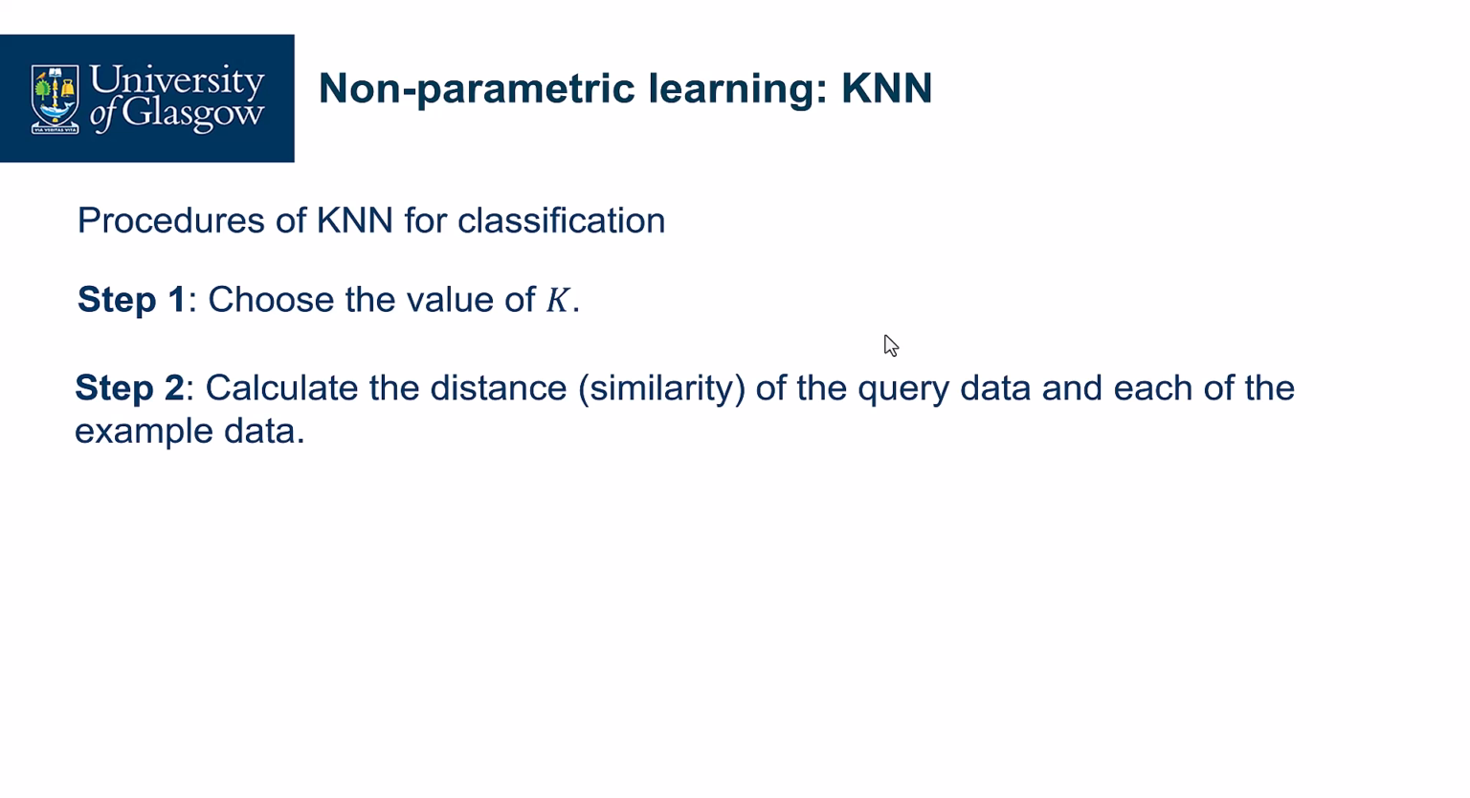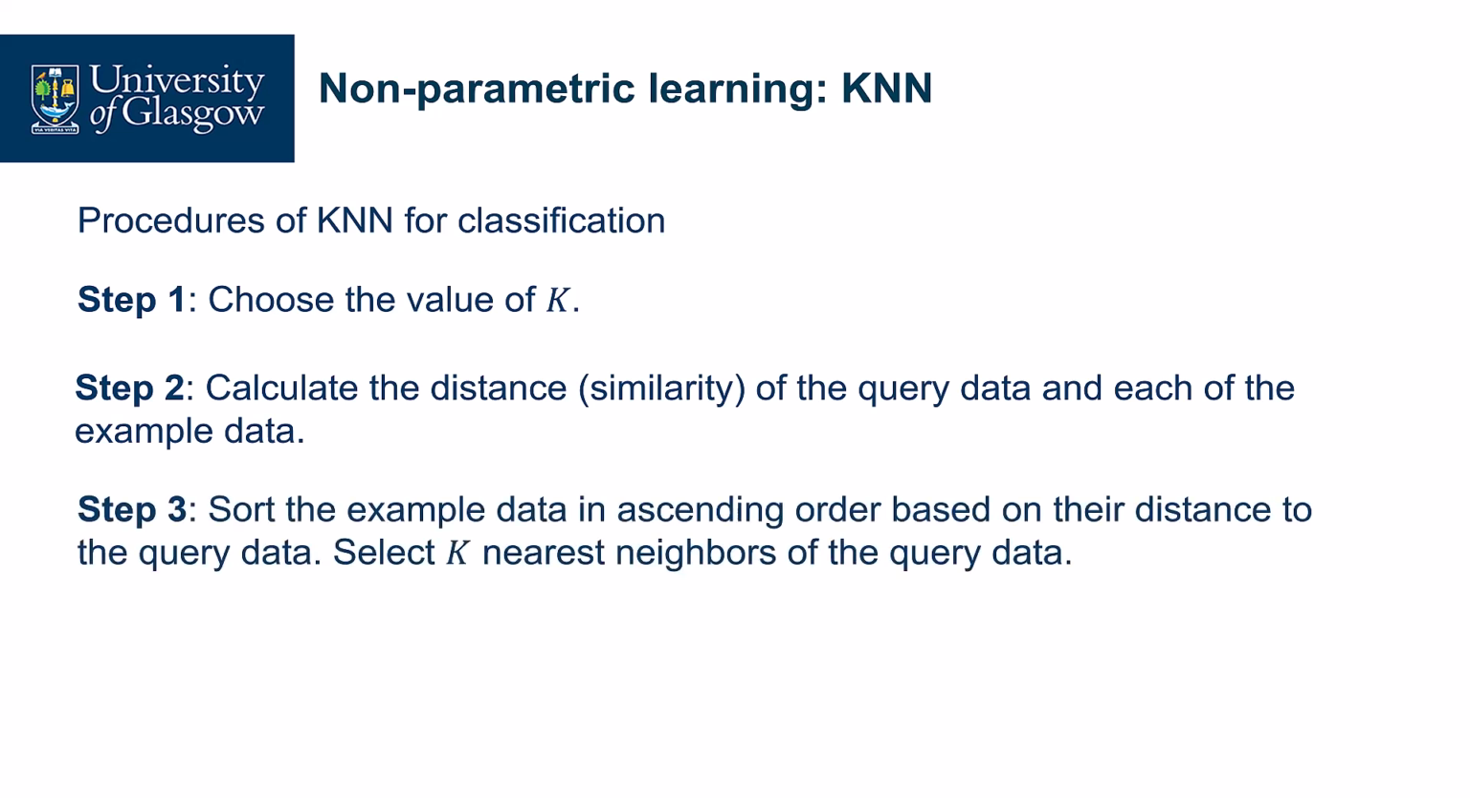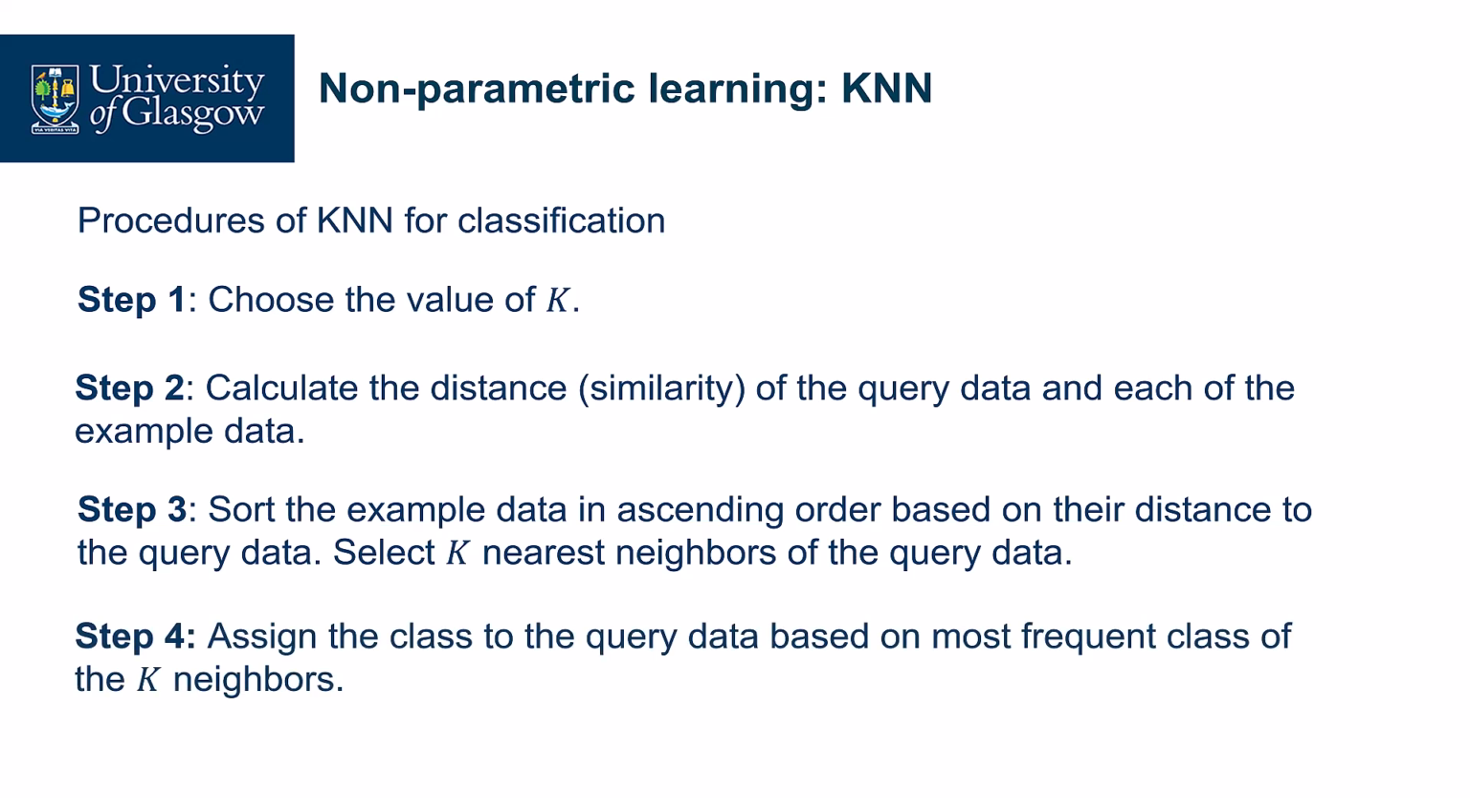So now we have the query data and we have the existing data. We can calculate the distance between the query data and each of the existing data. In this way, the result is a set of distances, which we call similarities. Then we sort these distances in ascending order. After this sorting, we can select the k-nearest neighbors of the query data to make decisions. The decision is made by majority vote: we assign the class to the query data based on the most frequent class of the k neighbors.